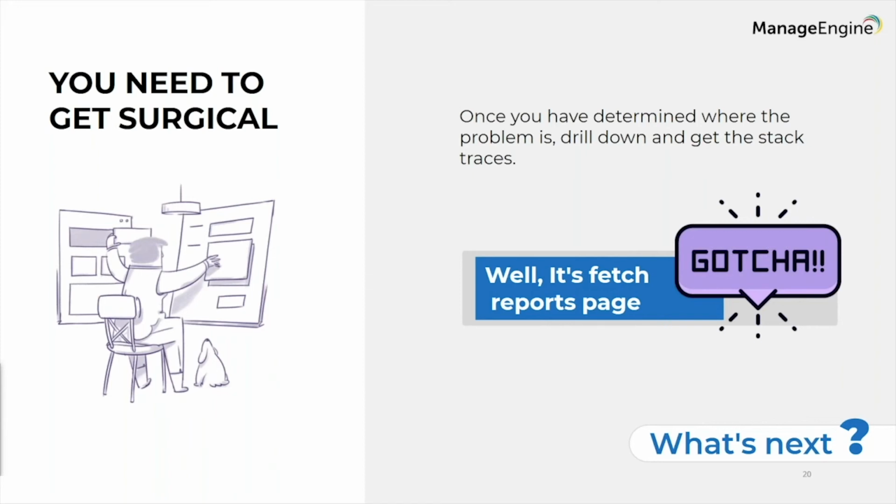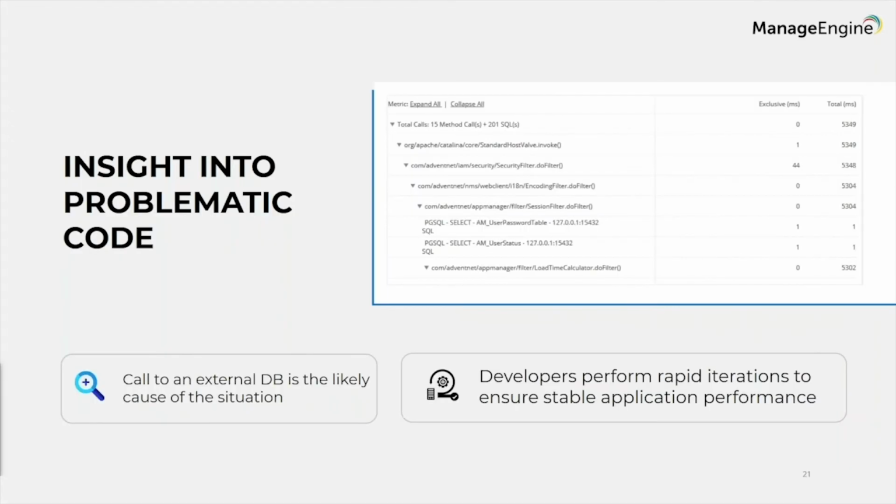So once you have found which specific business transaction is affected in your applications, get an insight into the problematic code itself. Now you have found that a call to an external database is the cause of the situation, where it tries to pull a huge number of records from an external database. There could be multiple network level latencies or a loss in the ICMP packets. So now it's the turn of the developers to perform rapid iterations to ensure stable application performance.